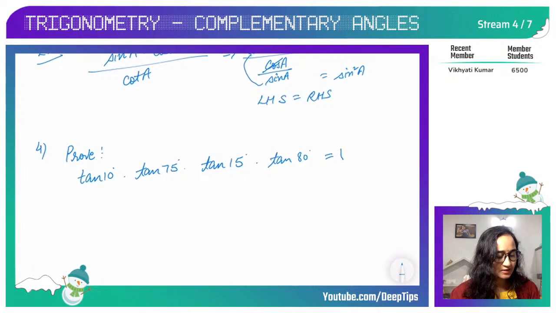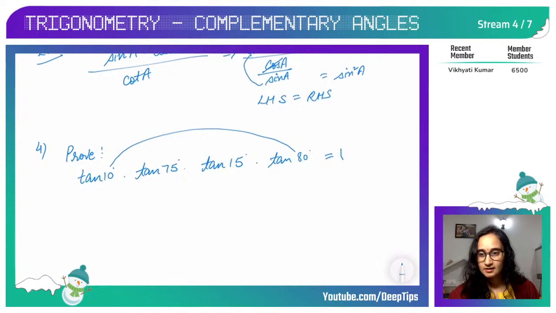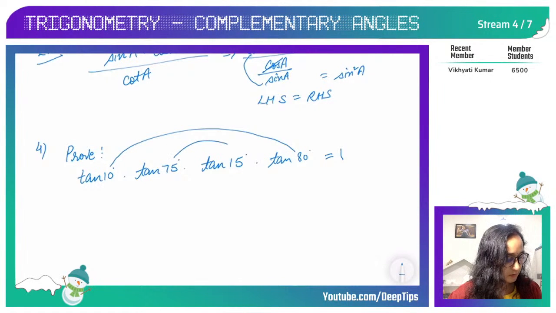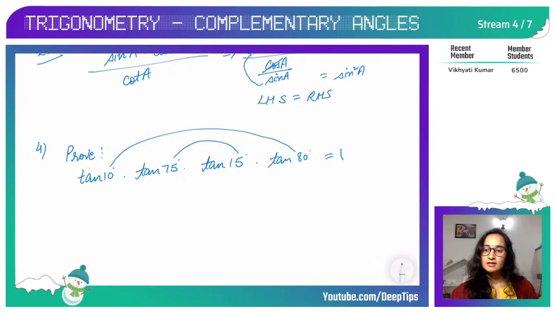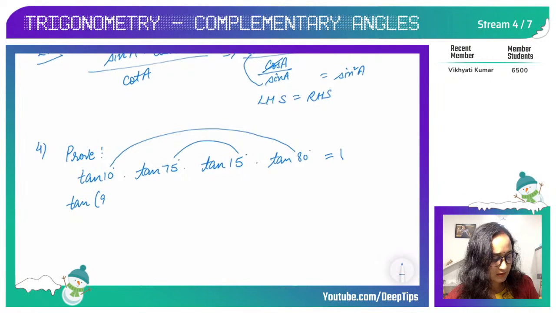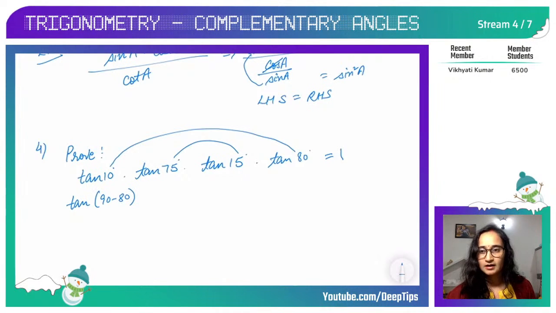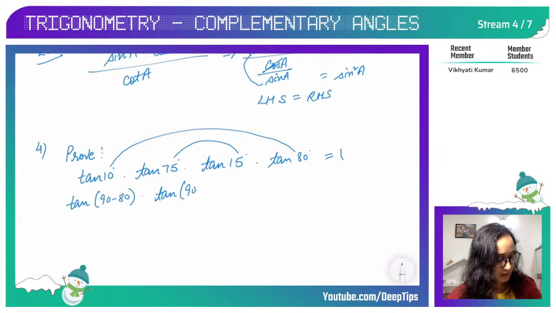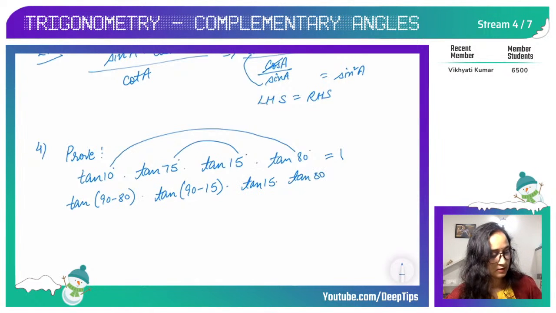So I can clearly see that if I add 10 and 80 I get 90 degrees, and if I add 75 and 15 I get 90 degrees, right? So I can start rewriting my expression. So tan 10 can be written as tan of 90 minus 80, right? And tan 75 can be written as tan of 90 minus 15. So let us write this tan 15 and tan 80 as it is. I am taking the LHS, so I'll write it here.